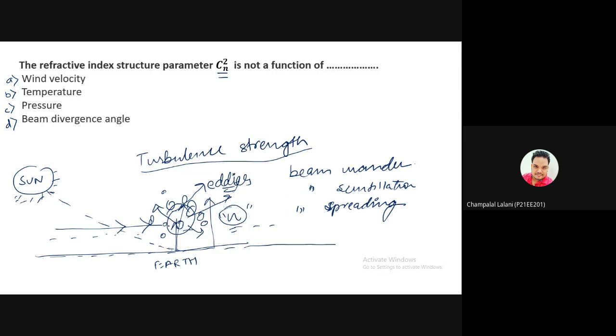So when the ray travels, it may move up and down, or there may be a beam spreading. Beam spreading is basically the size of the beam increases, spreads. Beam scintillation is the strength of the signal keeps on changing. Here the strength will be something different, here the strength will be something different. So the strength of the beam keeps on changing due to these different sizes of eddies which the ray is encountering in its path. And this beam scintillation is generally given by the normalized variance of intensity. So this is the beam scintillation.